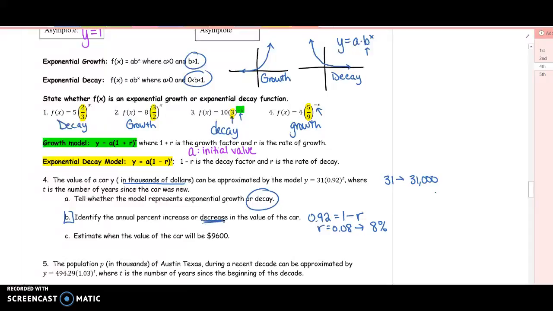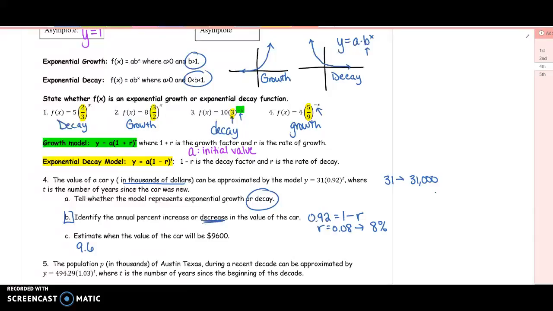Okay, I don't like problems like C, but we have to do them. Estimate when the value of the car will be 9,600. The first thing you need to think about in C is, because this model uses 31 in place of 31,000, what would 9,600 be? It would be 9.6. 9,000 would be 9, and then that 600 would be 0.6. Since we've altered the format of the numbers, we have to think about that with the 9,600. So 9,600 is 9.6. Estimate when this model will give us an answer of 9.6.